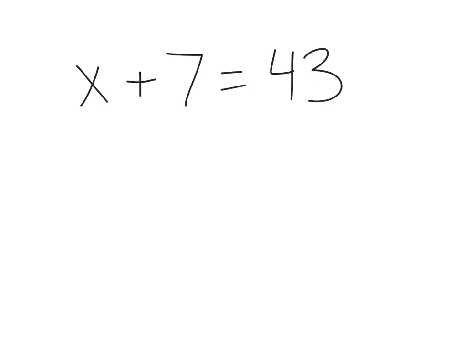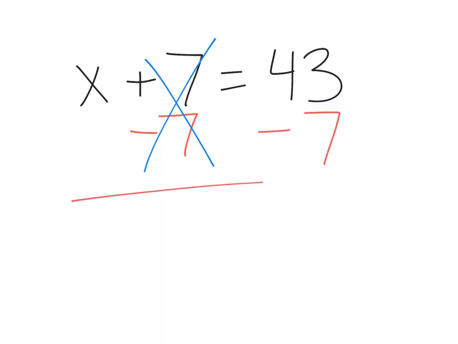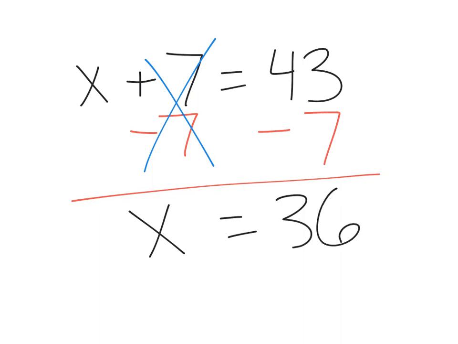That's the idea. So since 7 was currently being added to x, we're going to subtract that 7, and that will help to cancel that out over on that side. But whatever we did on one side, we had to do the same thing on the other. 43 minus 7 over on the other side is going to give us 36. So that means x is what we get by itself on the left, and 36 is what we got on the right. So that means x is equal to 36.